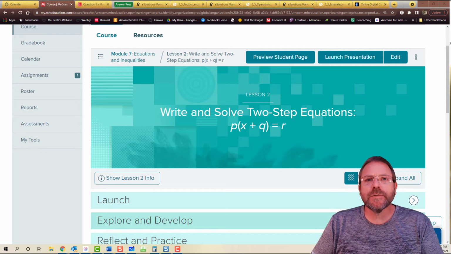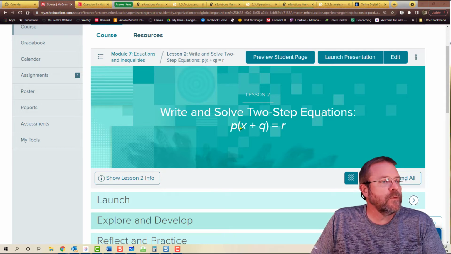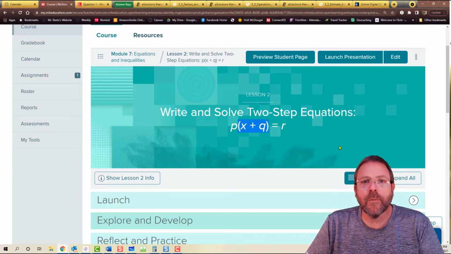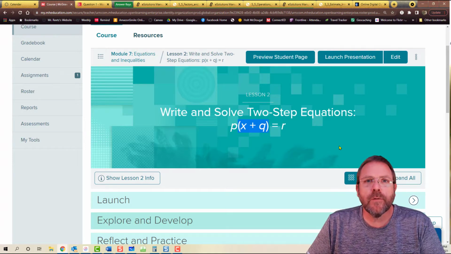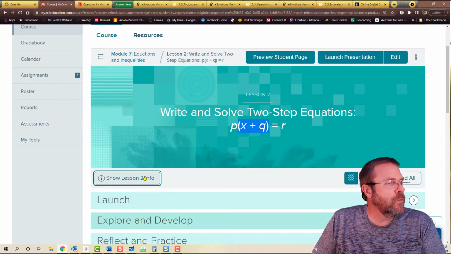Module 7, Lesson 2 is a continuation of Module 1's lesson, only now you'll notice that there's some parentheses going on here. That means that we're actually going to be using the distributive property in solving these problems. I think that y'all can handle this. In fact, I'm pretty darn confident you are, so let's take a look at what it's going to hold.